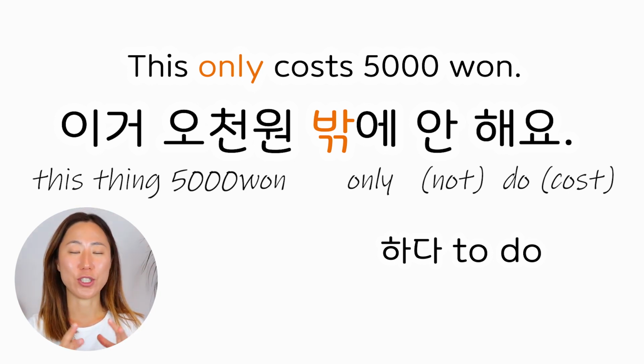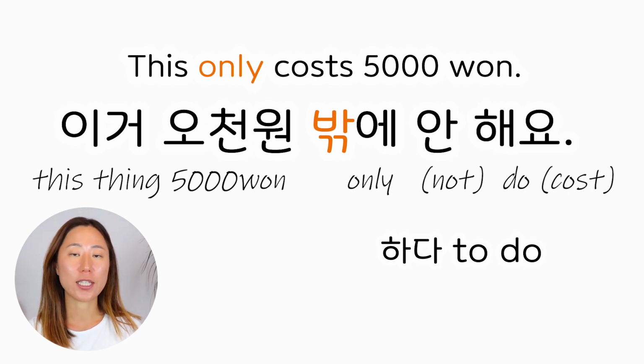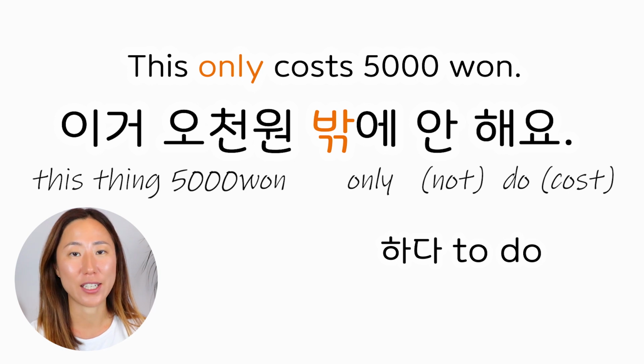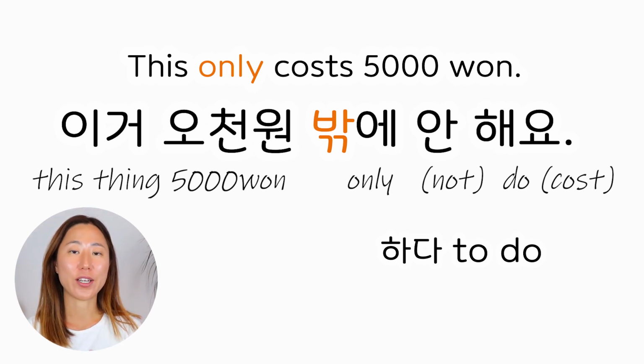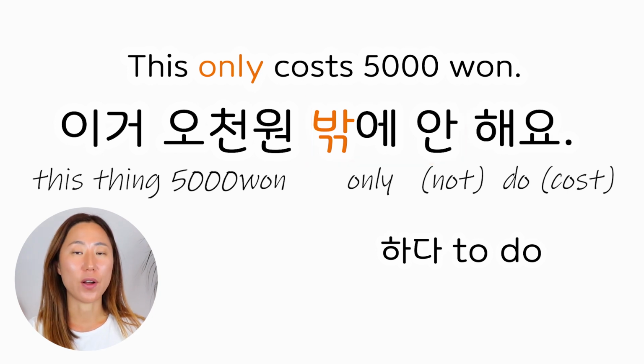Previous examples, you still interpret the negative verb. But in this context, you don't even think about negative. So 밖에 negative verb, that becomes only. 이거 5,000원밖에 안 해요. This only costs 5,000 won.